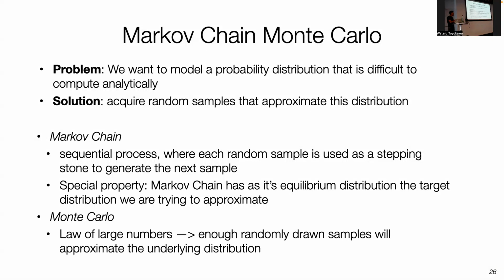And then Monte Carlo simply refers to the famous casino, where there's the idea of the law of large numbers: when we acquire enough randomly drawn samples, we're going to get an approximation of the underlying distribution. Well, if I flip a coin enough times, I can use the number of heads and tails to approximate the probability of heads and tails.